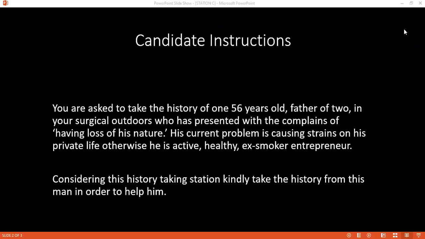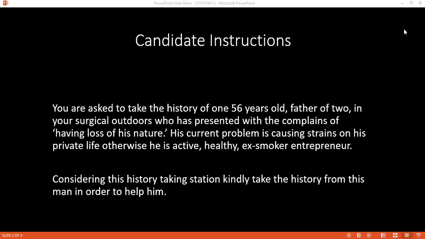What are the investigations? To confirm my diagnosis, I would like to do some investigations. First of all, some blood investigations like full blood count, ESR. I would like to rule out diabetes by doing blood sugar, glycosylated hemoglobin. I would like to do lipid profile, urea and electrolytes, and hormonal assays like serum free testosterone, prolactin, FSH, LH, imaging like duplex ultrasound, transrectal ultrasonography. What are the treatment options that you can offer to this patient?